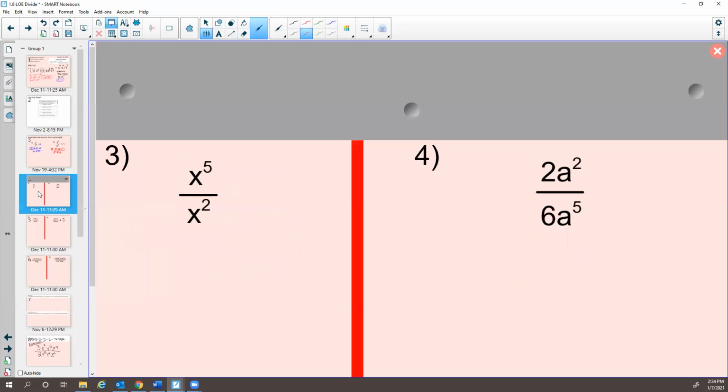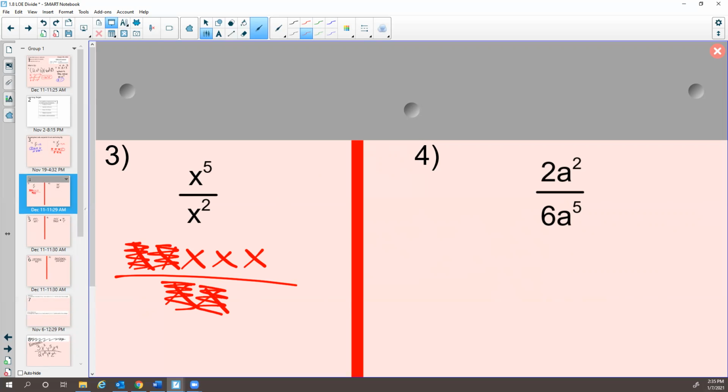So let's try it again. On the number 3, I have 5 x's. 1, 2, 3, 4, 5. On the bottom, I have 2 x's. 1, 2. Let's go ahead and do the same thing. 1 there, 1 there. Cancel 1 there, cancel 1 there. How many x's are left over? 3. So my answer is x to the 3rd power.